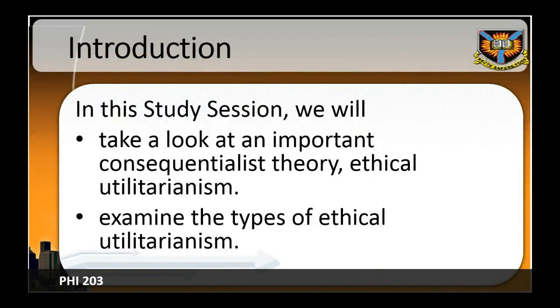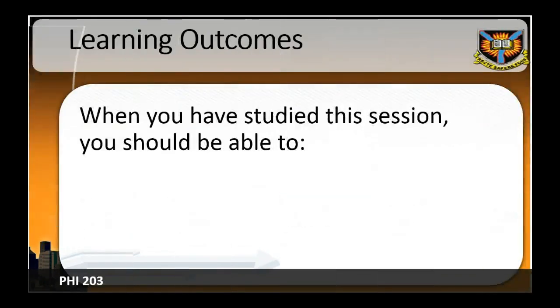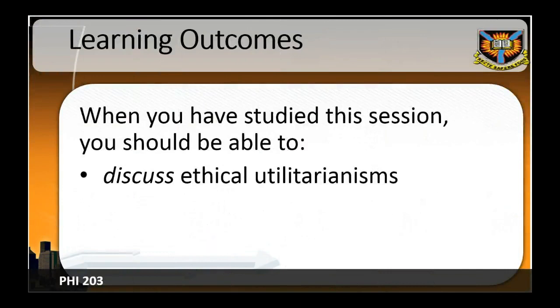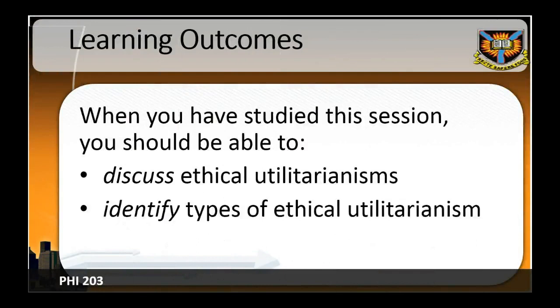Learning outcomes. When you have studied this session, you should be able to: 1. Discuss ethical utilitarianism. 2. Identify types of ethical utilitarianism.